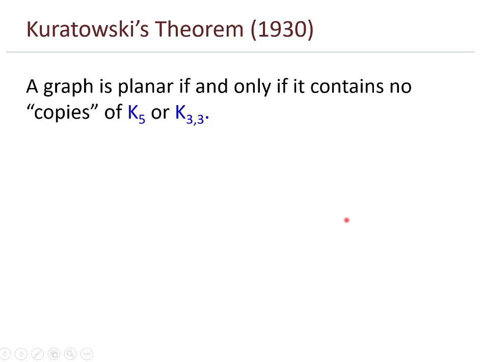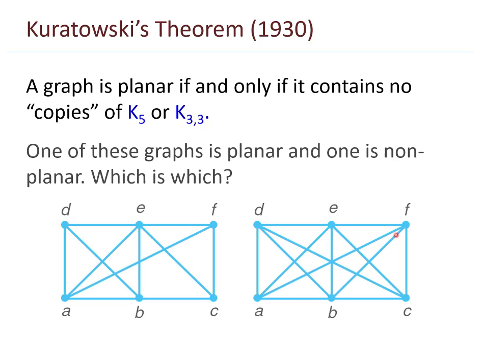Kuratowski's theorem says that a graph is planar if and only if it contains no copies of K5 or K3,3. Here's an example. One of these graphs is planar and one is non-planar. Which is which? It looks maybe a little obvious, right? The one on the right has more edges. It's probably harder to untangle. So yes, in fact, the one on the right is the one that is non-planar, but why?